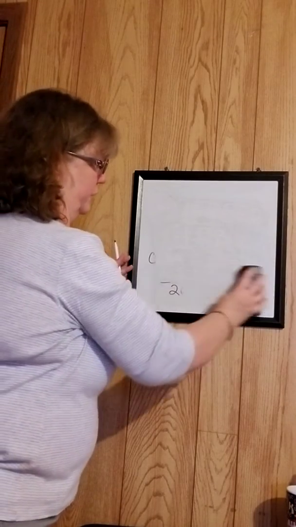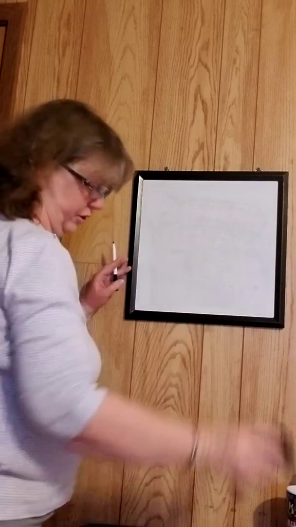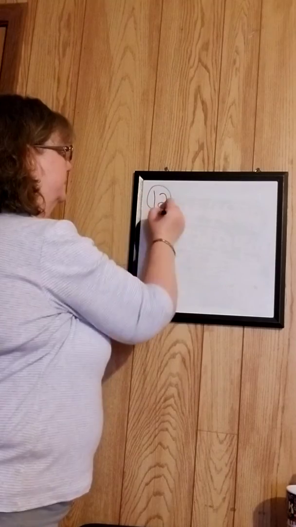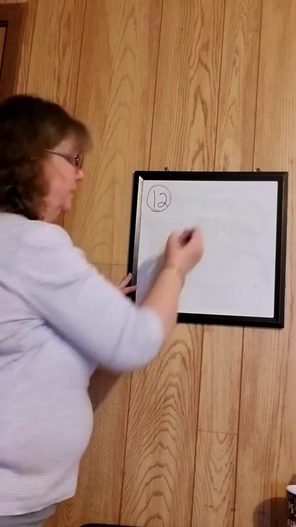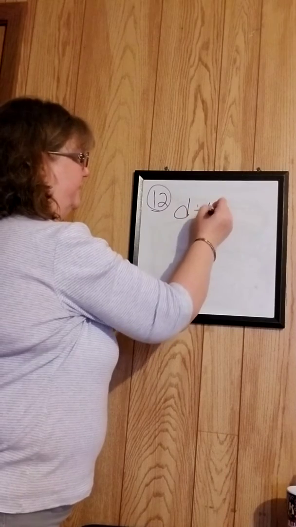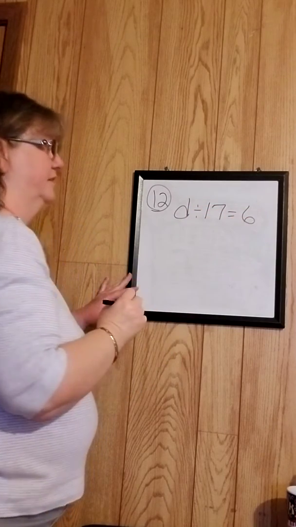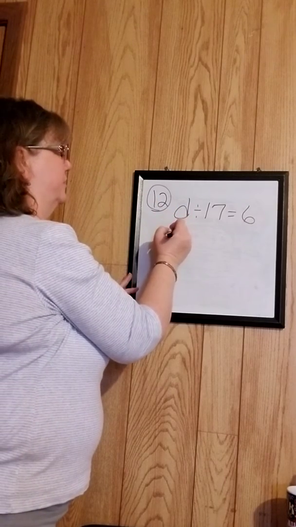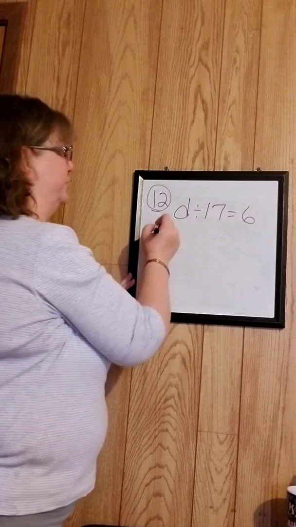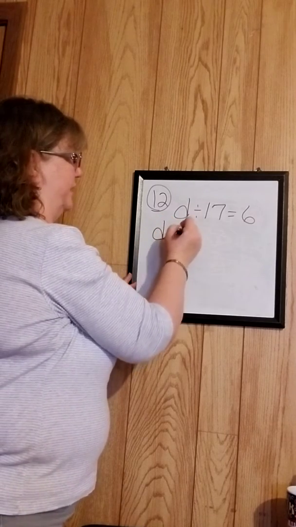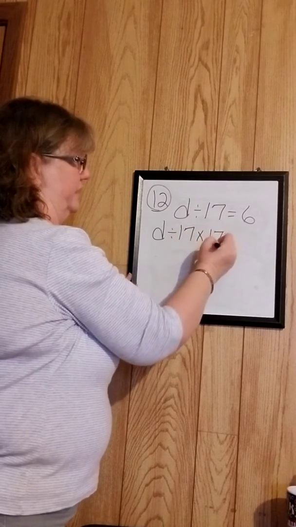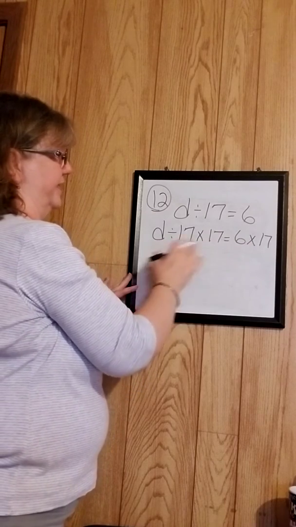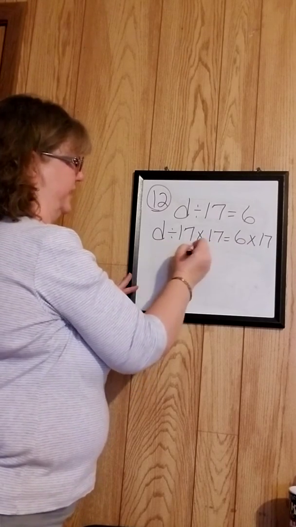The next problem I'm going to work, to show you one of the other types of problems on the page, is number 12. D divided by 17 equals 6. In this case, D is at the beginning. So I'm going to use the inverse of division, which is multiplication. D divided by 17 times 17 equals 6 times 17. This takes out the 17 and leaves me with D.